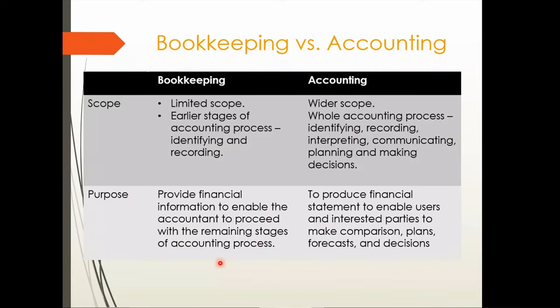When we compare bookkeeping and accounting, we have the scope. Bookkeeping has a very limited scope: the earlier stages of the accounting process, identifying and recording, while accounting has a wider scope: the whole accounting process, identifying, recording, interpreting, communicating, planning, and making decisions. Those are included in accounting. When we talk about purpose, the purpose of bookkeeping is to provide financial information to enable the accountant to proceed with the remaining stages of the accounting process.